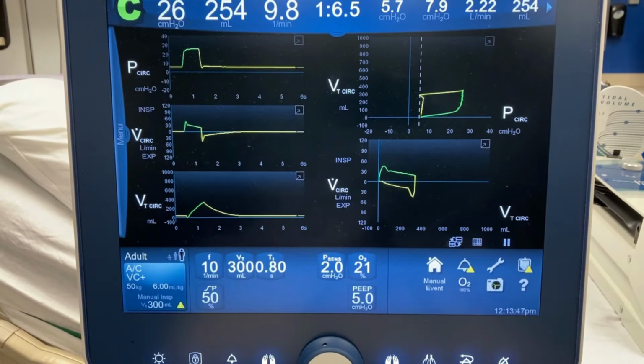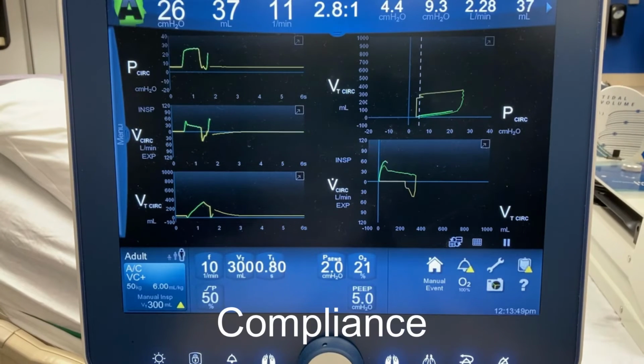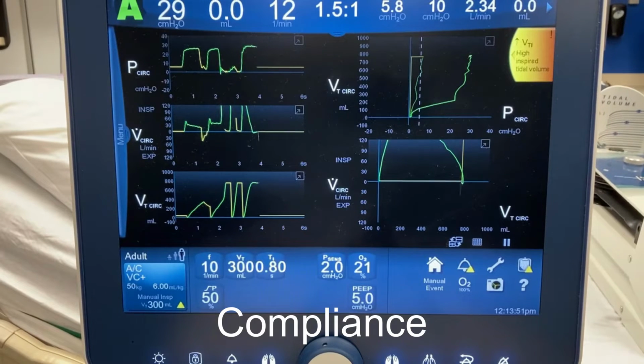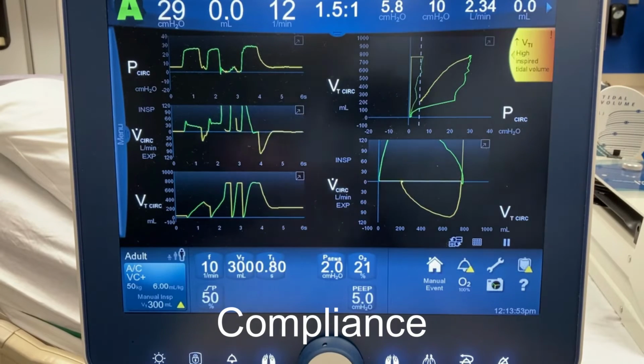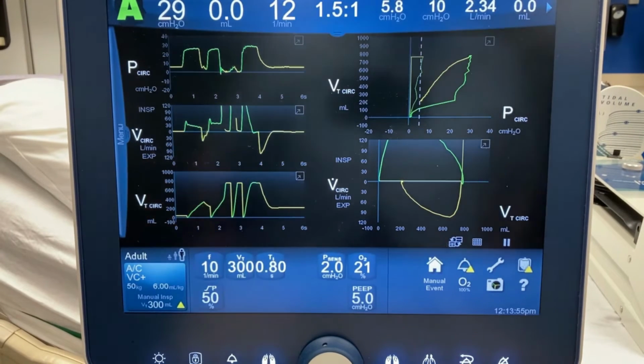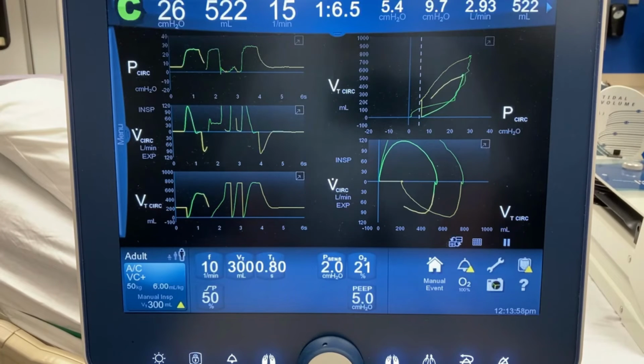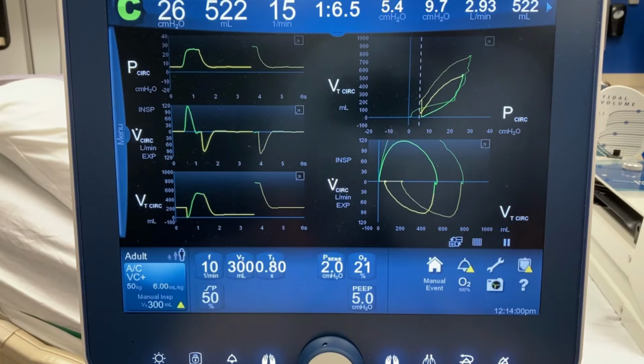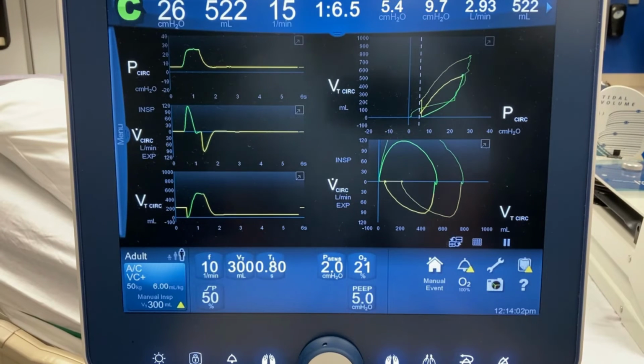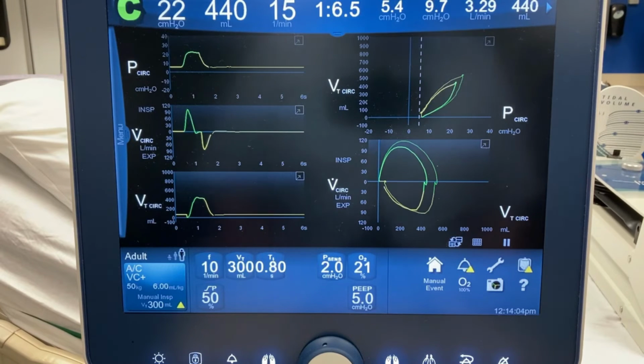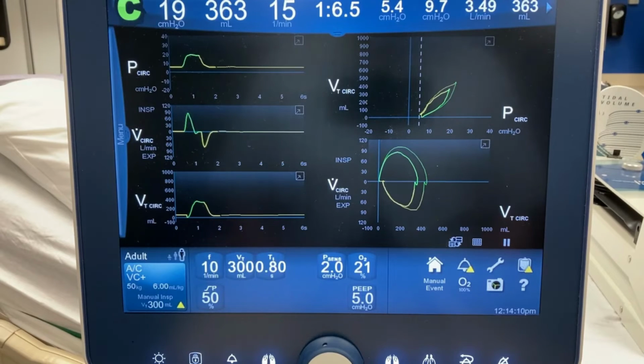Okay, now let's look at compliance changes. So I'm going to put this back to what it was. Give it a minute to catch up to itself. Now, when we talk about compliance changes, that's the relationship between volume and pressure. And so if we think about which one of these waveforms would best represent the relationship between volume and pressure, well, hopefully you would say the pressure volume loop.